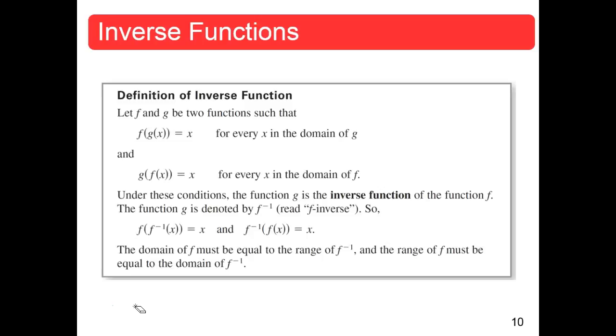All right. So here's the definition of the inverse function. If f and g are two functions such that f composed with g, or f of g of x, always equals x for every x in the domain of g, and g of f of x always produces x for every x in the domain of f. Now notice these two x's aren't quite the same because this one has to be in the domain of g, this one has to be in the domain of f. But if that's the case for all x's in those domains, under these conditions, f is said to be the inverse function of g, and g is said to be the inverse function of f. The function g is denoted by f inverse.